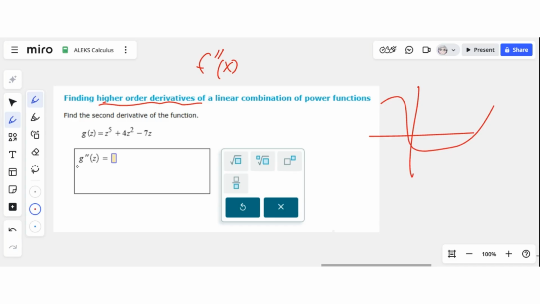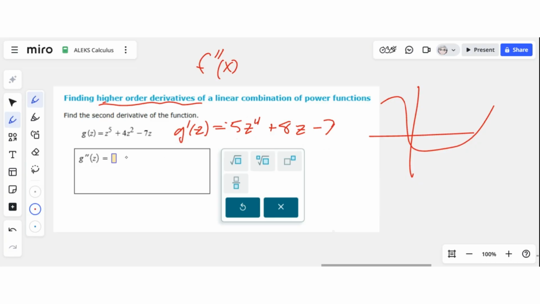In this case, we're being asked to find g double prime of z, the second derivative of this function g of z. This shouldn't be too hard. We're just going to apply the power rules that we know and then do it again. So let's get g prime of z first. We take 5 times z, reduce the power by 1, 5z to the fourth, plus 2 times 4 is 8z, and then minus 7, because z to the first, you'd multiply by 1, and then that z would go down to 0, so it just becomes 7. So there's the first derivative, and then we'll repeat the process to get the second derivative.